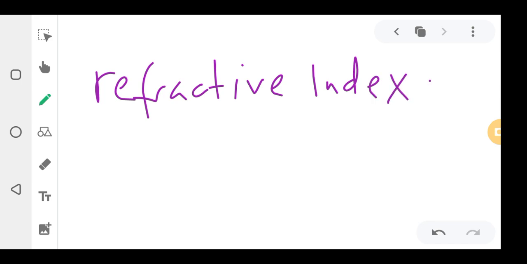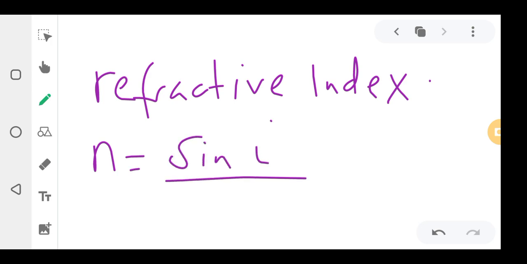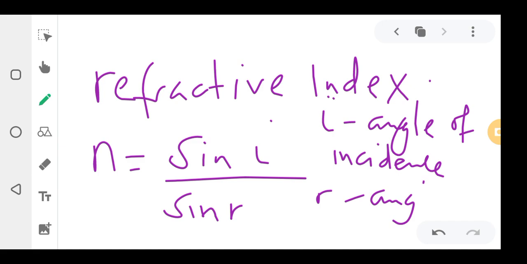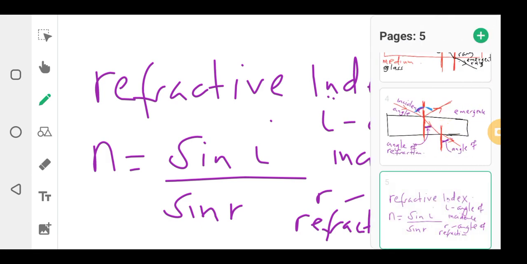The formula for refractive index is n equals sine i over sine r. I is the angle of incidence, the one that's entering. And then r is the angle of refraction. So let's look at an example.